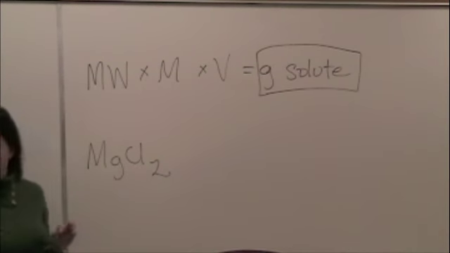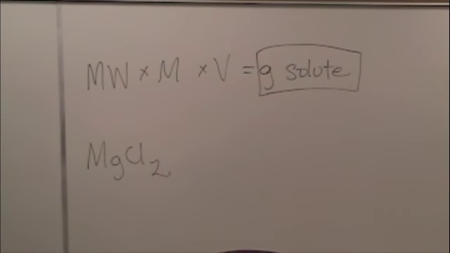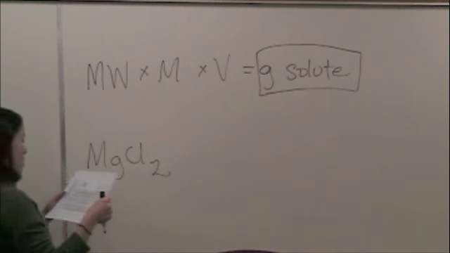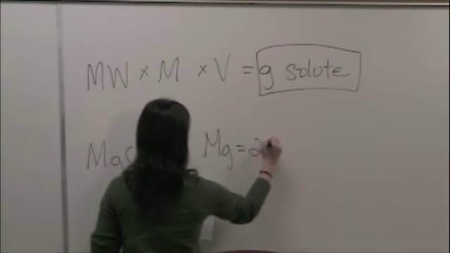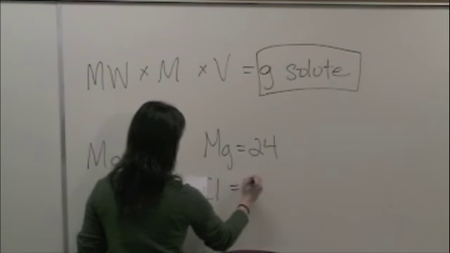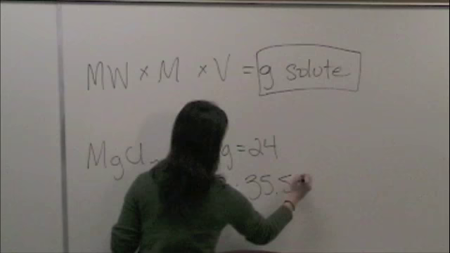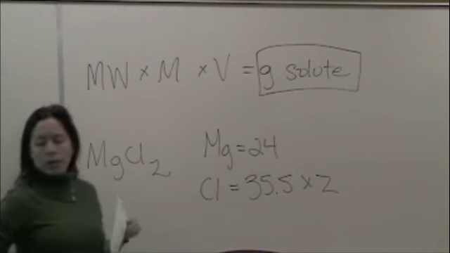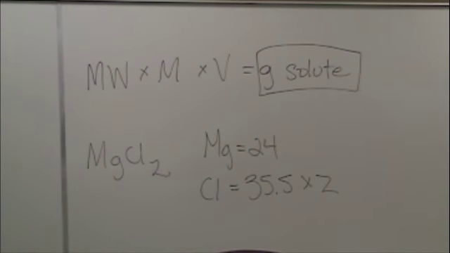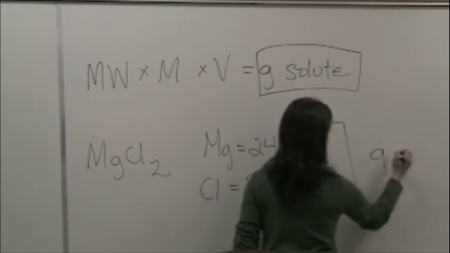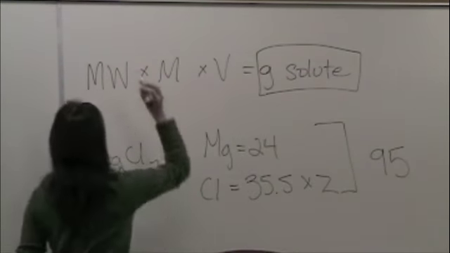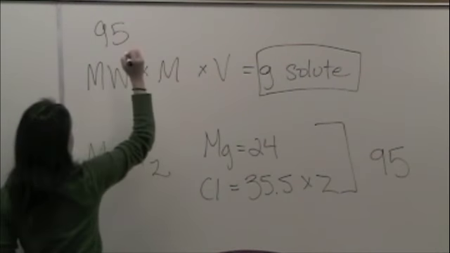Okay, so you can look at your periodic table, which is at the end of your lab. Magnesium on the periodic table is about 24 grams. Chlorine is about 35.5. We multiply that by 2, and so overall we have a molecular weight of 95. Okay, so we know our molecular weight is 95.